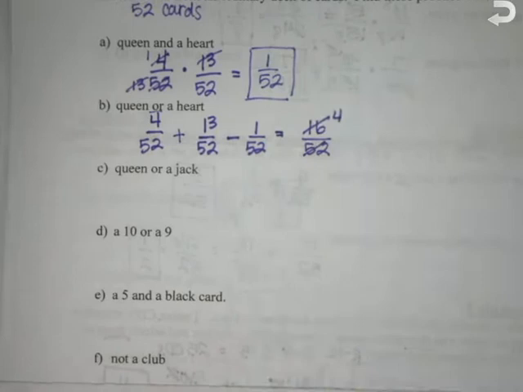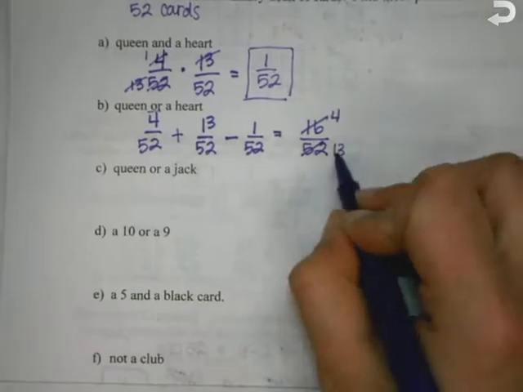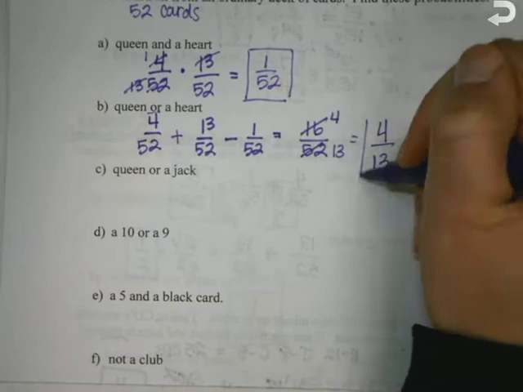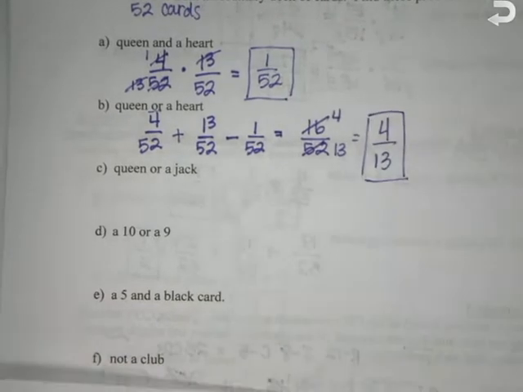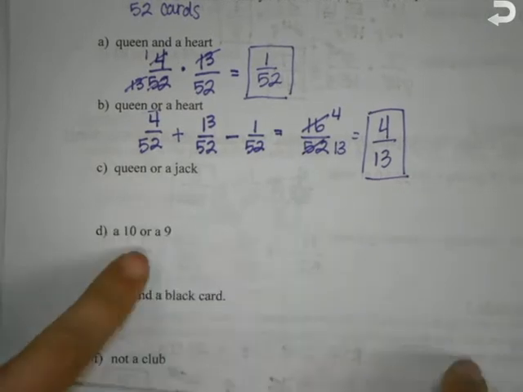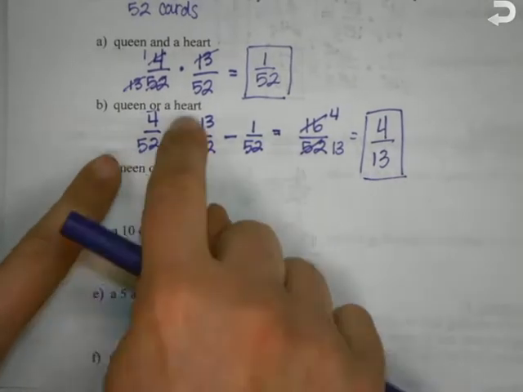We have to subtract the 1 because we're doing the probability of all the queens and then all the hearts, but then there's a queen of hearts. Right. So we have to subtract 1 because here we counted the queen of hearts, and here we counted the queen of hearts, which means we counted it twice. So we have to subtract 1 of those.